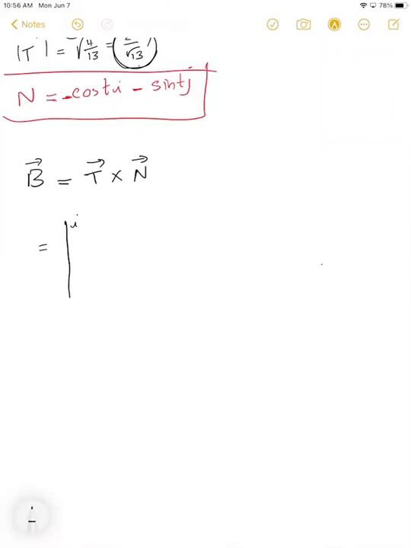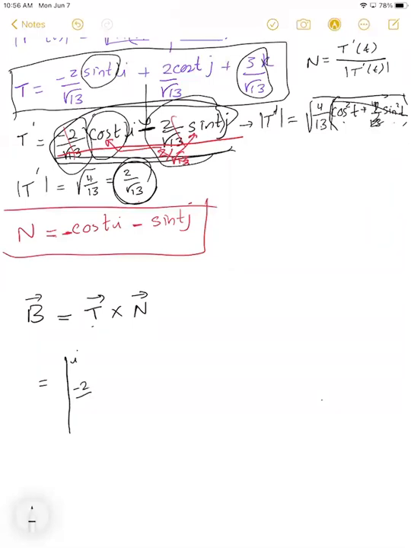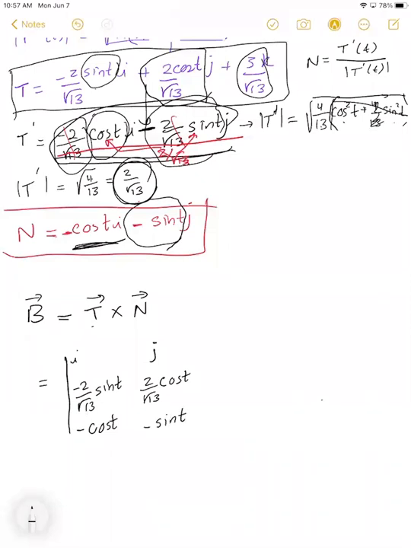The i component of the tangent vector is minus 2 over the square root of 13 sine of t. The i component for the normal is minus cosine of t. For the j component, this is the j component of the tangent vector, 2 over the square root of 13 cosine of t, and this is the j component of the normal, which is minus sine t. And then the k component for the tangent, and here is 0. To calculate a determinant, there are multiple ways, but one way is to put the i and j columns, the first and second columns, outside.